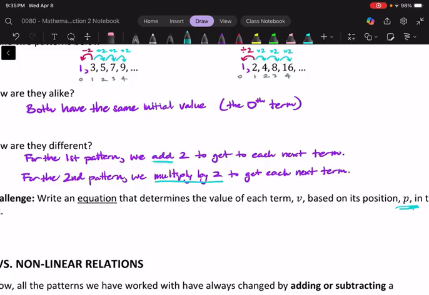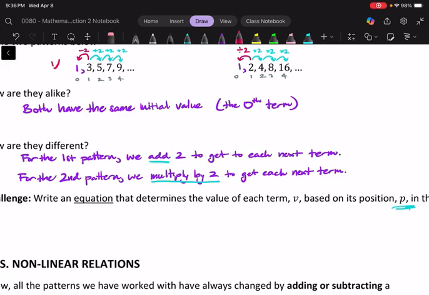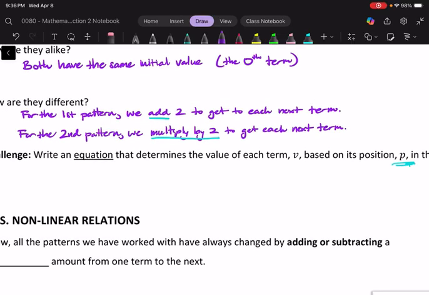And the challenge part, again, no worries if you didn't get this, but writing an equation that determines the value of the term. So if this value of the term is v and the position number at the bottom is p, there's a link between the two of them. More specifically, let me just erase this, you don't need that. For the first one, the value is 2 times p plus 1.